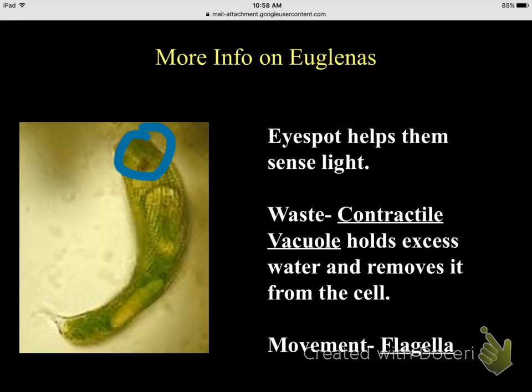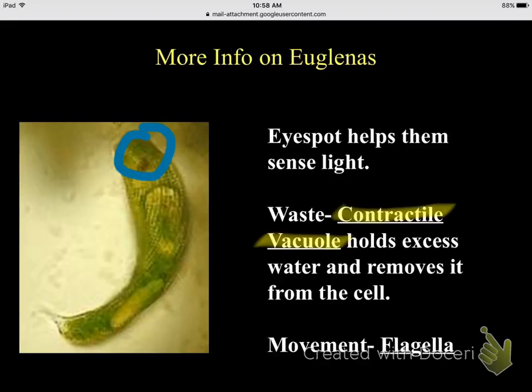its environment. The euglena gets rid of its waste through something called a contractile vacuole. When you think of contractile, I want you to think of something contracting. So squeezing tight and opening up, squeezing tight and opening up. That's what contracting is, okay?